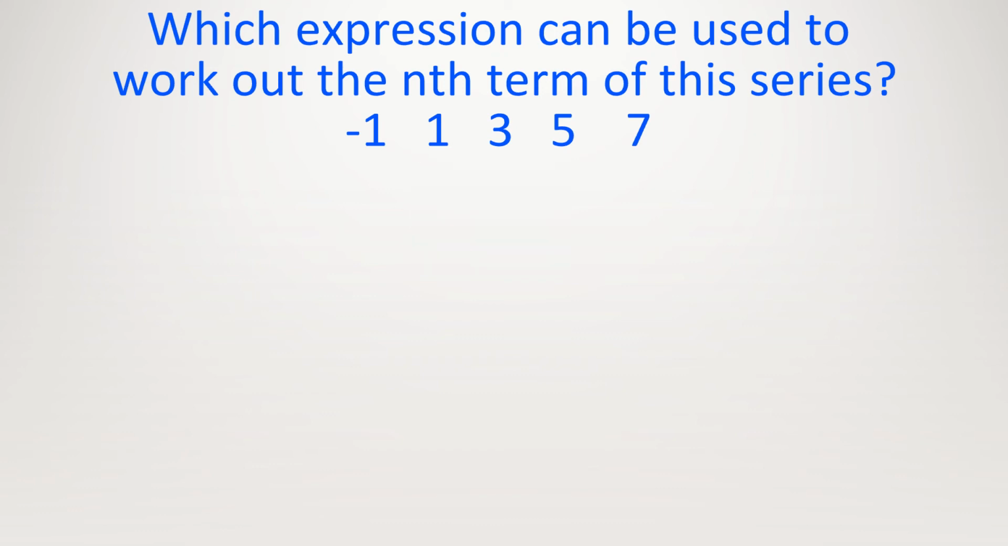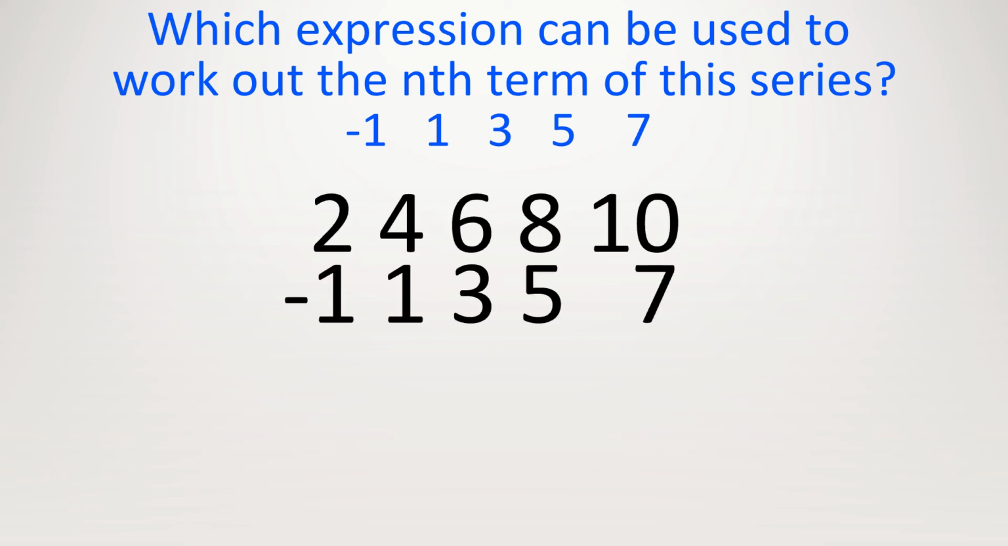Is it going up each time? 2. So put above these numbers 2, 4, 6, 8, 10. But how do we go from 2 to minus 1? Or how do we go from 4 to 1? Or 6 to 3? We subtract 3. Notice the top row is the 2 times table, so we write 2n. And then to go from top to bottom row, it is take away 3. So we have it. The answer is 2n minus 3.